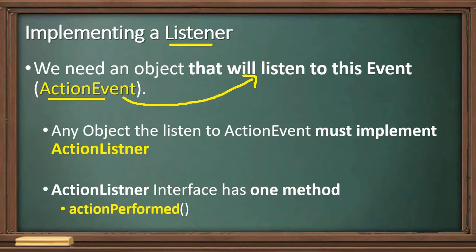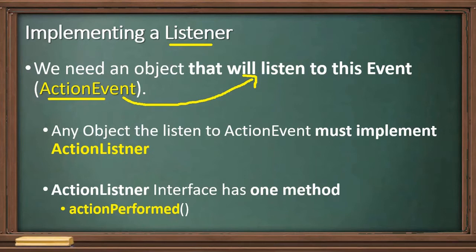The reason is we will not be able to understand their language. In the same way, not all listeners will be able to listen to all types of events. There are specific types of listeners which can listen to a type of event. So we have to first choose the appropriate listener for our event. In our case, we have to find a listener that can listen to the action event.